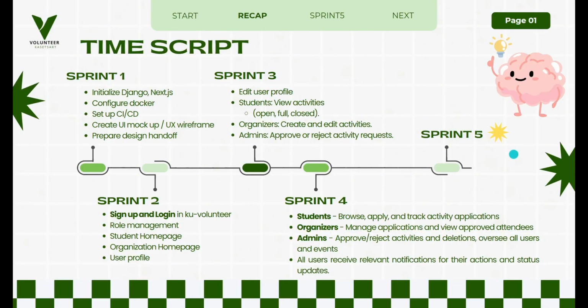Let's recap. In the last sprint, students can browse, apply and tag activity applications. Organizations can manage applications and review approved attendees. Admin can approve and reject activities, and oversee all users and events. All users will receive relevant notifications for their actions and status updates.